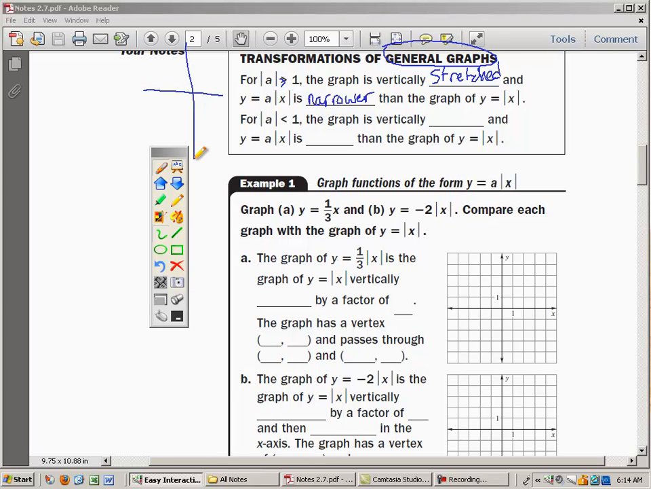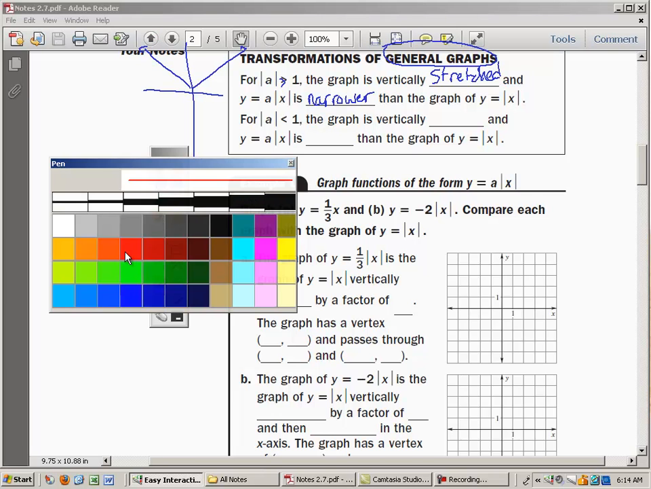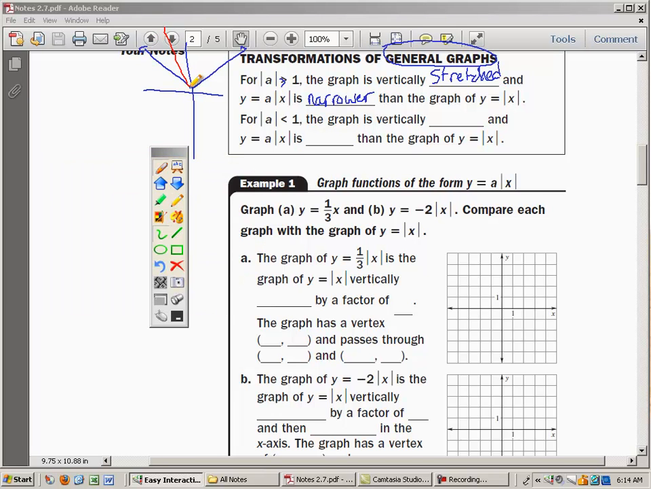So again, f of x equal x looks something like this. If a is more than 1, then the result of that function might look something more like this. We stretch it out, so we make it narrower. And again, I'll get into some specifics about what you do with that. Again, assume both of those go through 0, 0. If a is less than 1, then the graph is vertically shrunk.